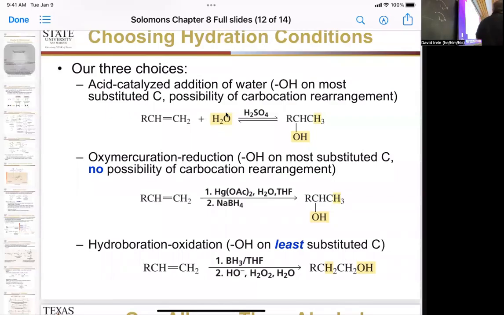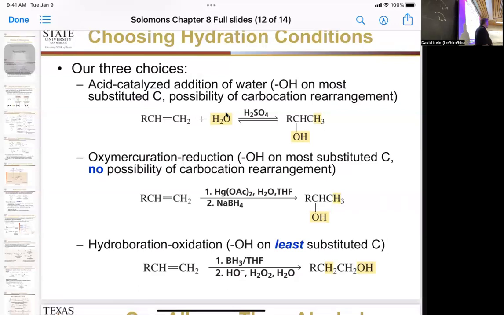All right, so that means that we have selectivity now. We can make a tertiary alcohol, a primary alcohol, or a secondary alcohol by choosing our reagent. This is important for your reaction group. In the case of the acid-catalyzed hydration, you're only going to get secondary and tertiary alcohols because you form a carbocation and it can rearrange. So you might not even get the alcohol where you started your alkene.